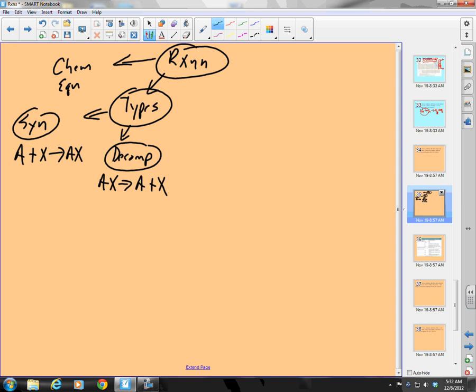And what's interesting here is I have 2 things in synthesis and we form 1 thing. And in decomp, we start off with 1 thing and we form 2 things. And so that's kind of the way we can identify these things.